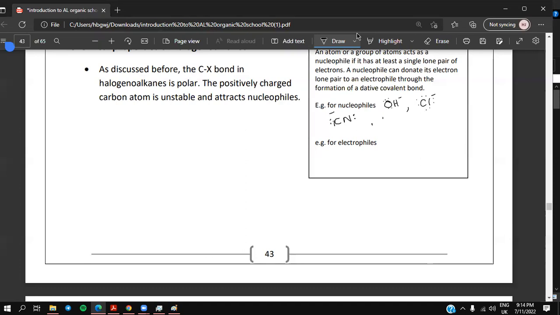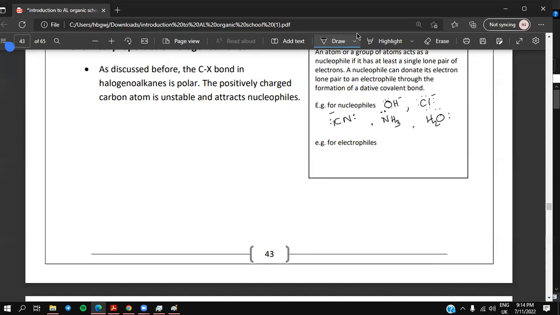Not only that, ammonia molecule. Ammonia molecule has a lone pair of electrons on nitrogen. And what about water? Even water, because water has oxygen with two lone pairs of electrons. So they can be given.